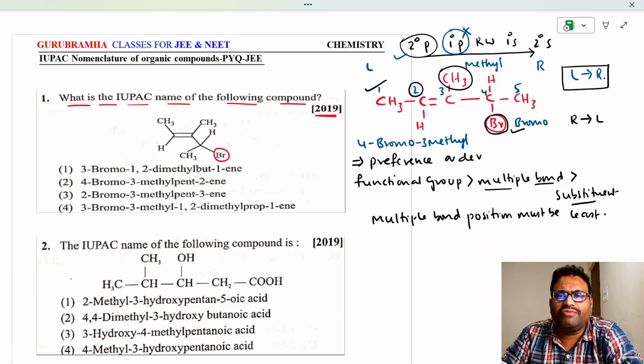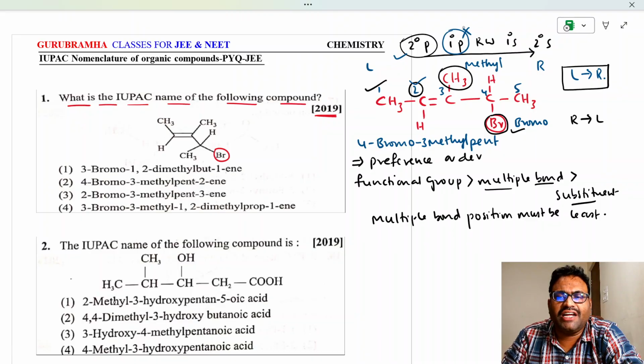Then root word. Root word represents the number of carbon atoms in the parent chain. What is the parent chain you have selected? This is the parent chain which contains 5 carbon atoms. As there are 5 carbon atoms, what root word do you use? You use pent. Whether it is saturated or unsaturated hydrocarbon, it is unsaturated because we have a double bond at the second position.